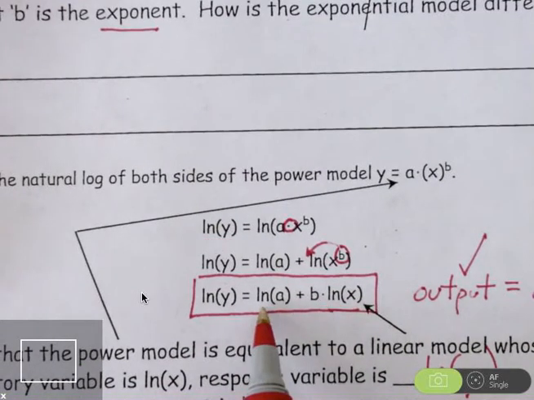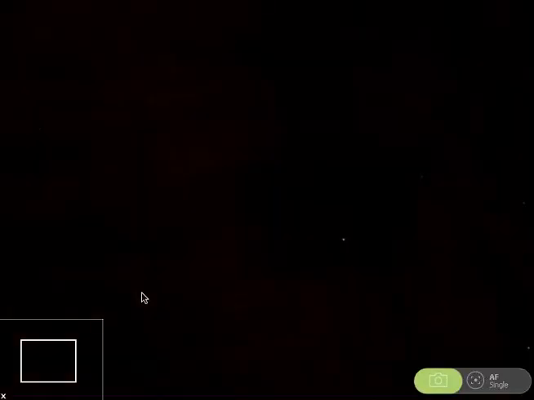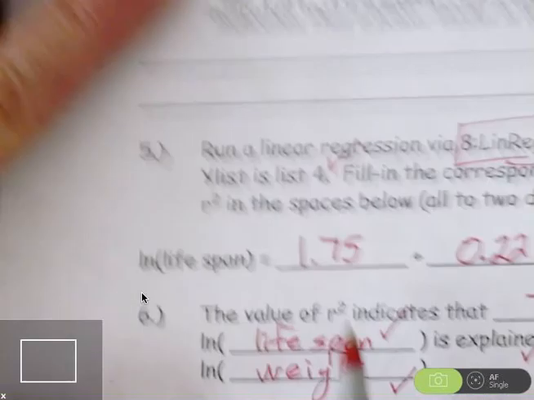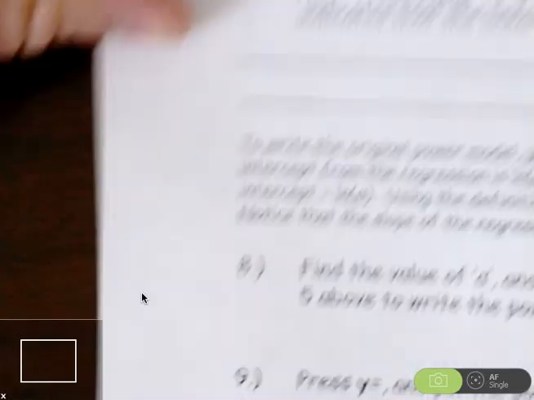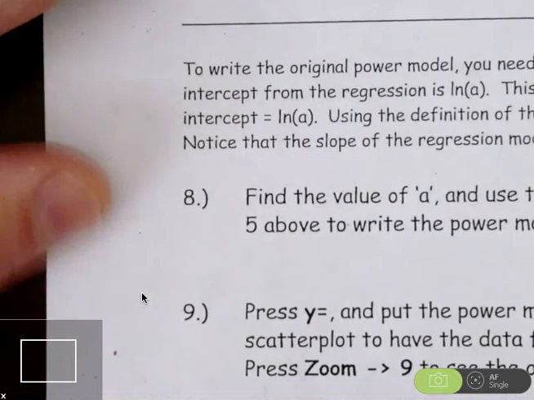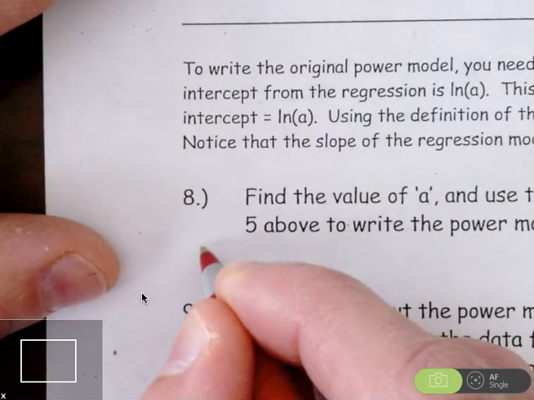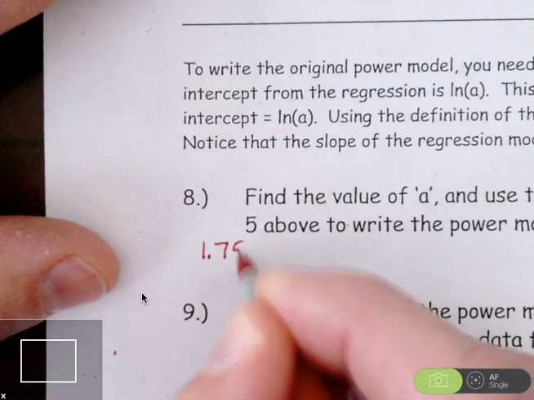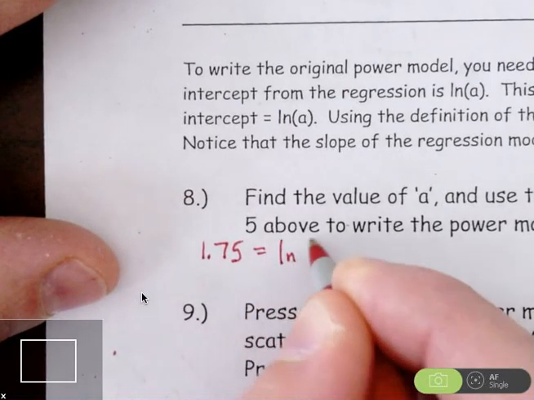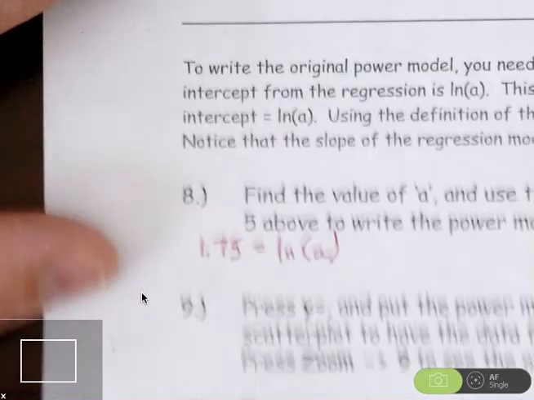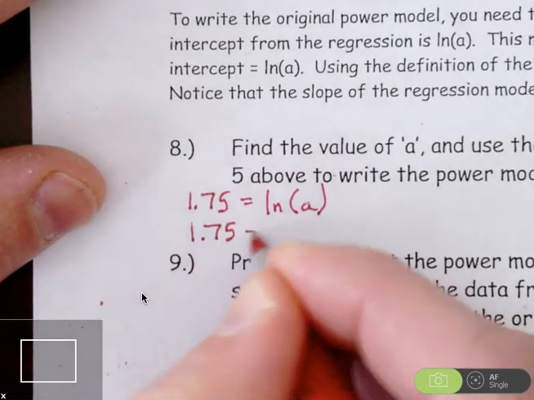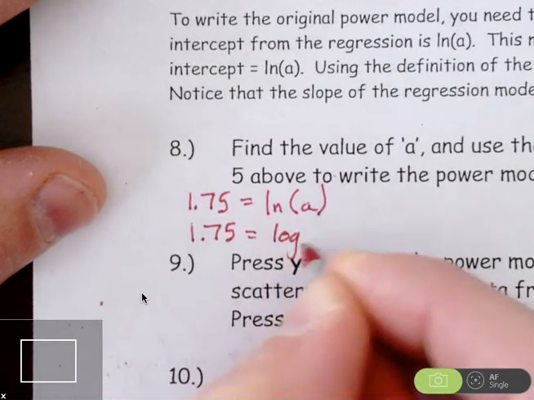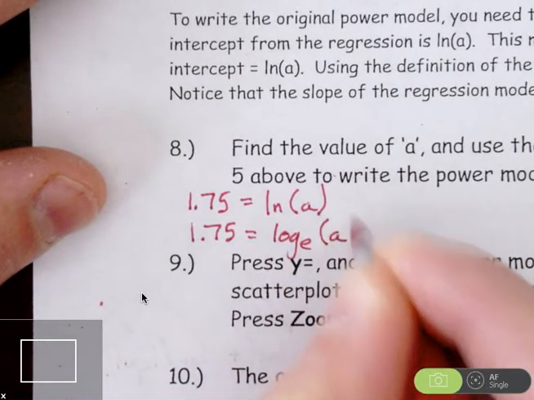So the constant is the natural log of a. So our constant in the linear regression was the 1.75. So the equation that I need to solve then to find a, I need to take my constant, 1.75, and I need to set that equal to the natural log of a. So again, remember what a natural log is. That is a log base e. That's the natural number of a.